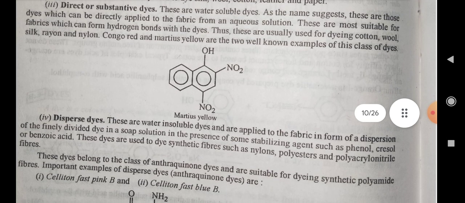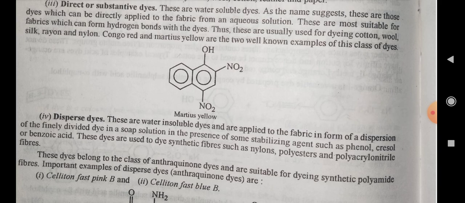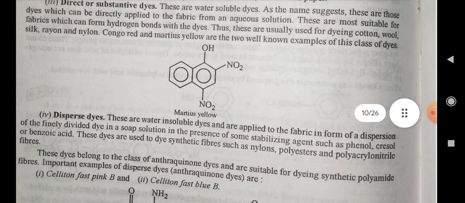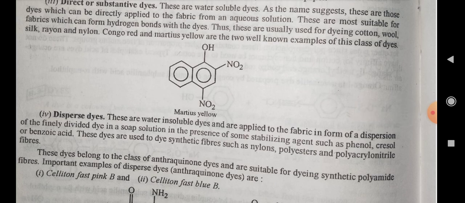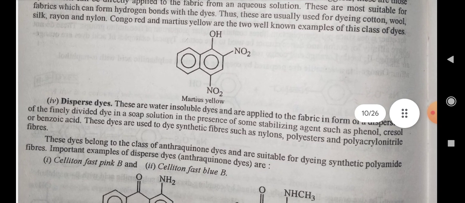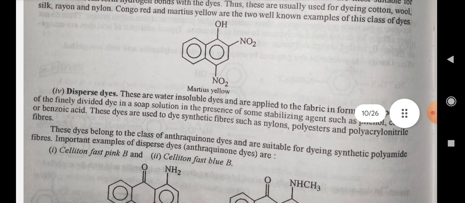Direct or substantive dyes. These are water soluble dyes, as the name suggests. These are those dyes which can be directly applied to the fabric from the aqueous solution. These are most stable for fabric which can form hydrogen bonds with the dyes. Thus, these are usually used for dyeing cotton, wool, silk, rayon, nylon. Congo red and martius yellow are two well-known examples of this class of dyes.